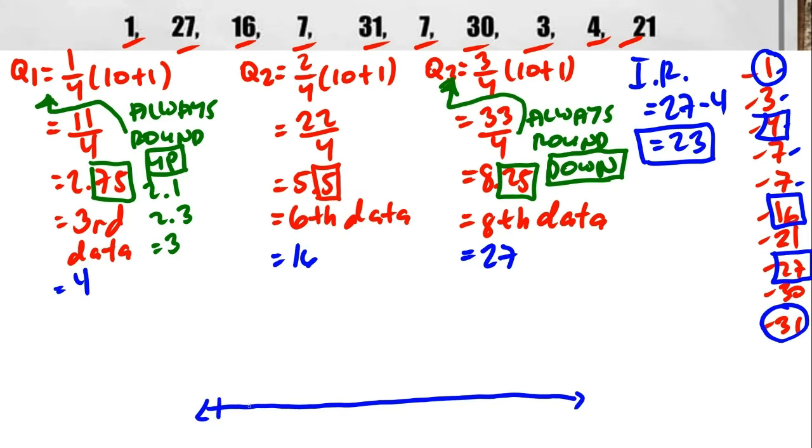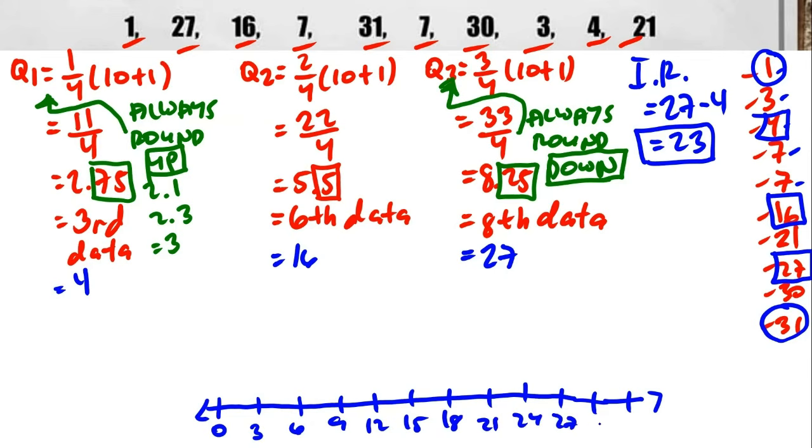Okay, so pwede nating 0, 3, 6, 9, 12, 15, 18, 21, 24, 27, 30, and 33. Okay, so pag by 1 kasi, medyo mahaba yung ating number line.